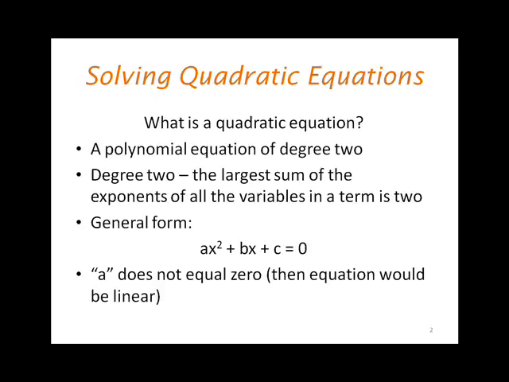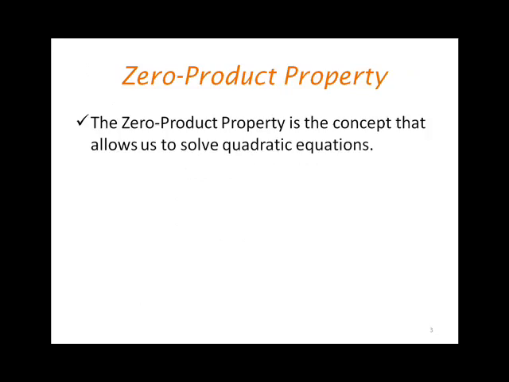The general form of a quadratic equation is, like we've seen before, ax squared plus bx plus c. So we still have our a, b, and c, but this time they're equal to 0. And again, we have to remember a cannot be 0 itself, because then the x squared term would be gone and the equation would be linear.